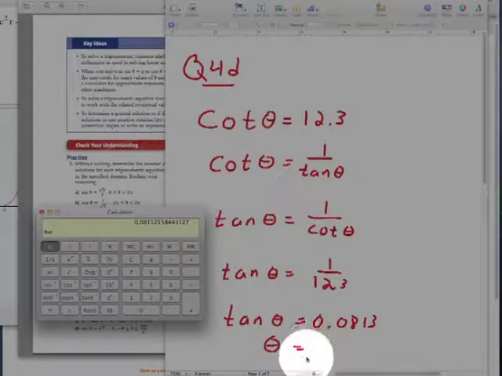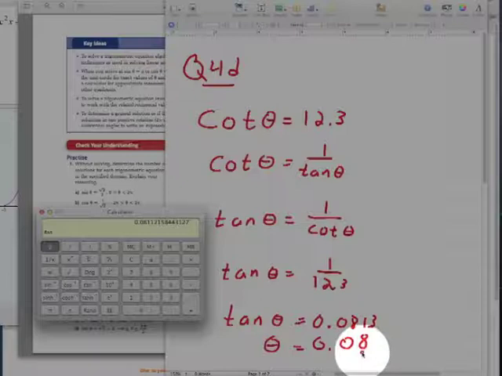So that'll be the answer I'm going to write down here: 0.08. Again, this is my hundredth place, so that's where I stop. So the final answer is going to be 0.08.